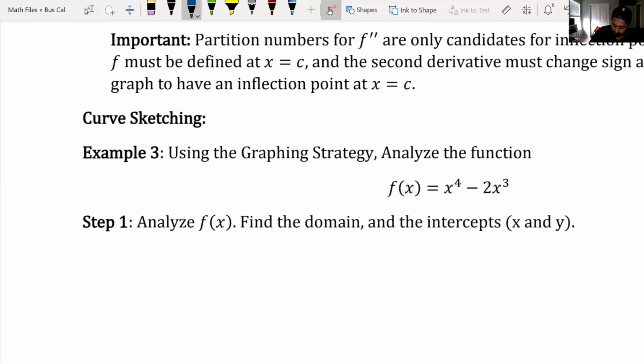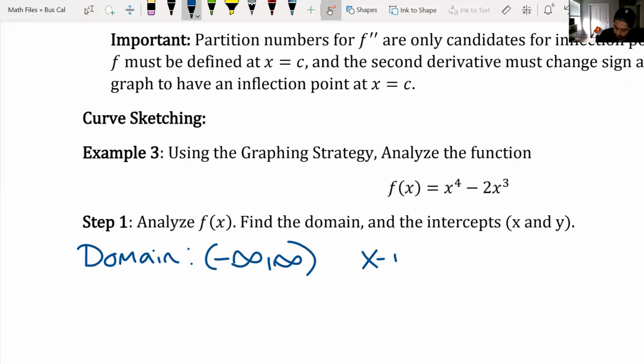Okay, analyze the function, find the domain and the intercepts, x and y. So lucky, since you are business majors, you will only get polynomial functions. You won't get anything else that's difficult. You will only get polynomials. So with that being said, the domain should always be negative infinity to infinity, only because it's a polynomial. Okay, and now we find x-intercepts and y-intercepts.